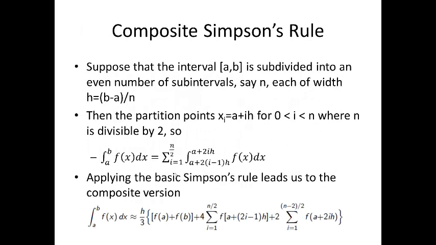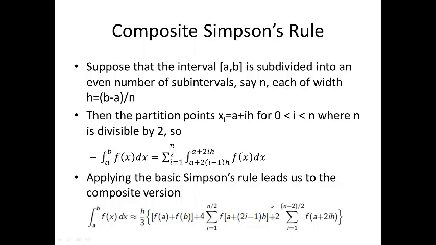Now let's look at the composite Simpson's rule. Suppose that the interval [a, b] is subdivided into an even number of intervals, say n, each of width h equals (b minus a) divided by n. Then the partition points x sub i equal a plus i times h, for i ranging between 0 and n, where n is divisible by 2, gives us the following. And applying the basic Simpson's rule leads to the composite version.